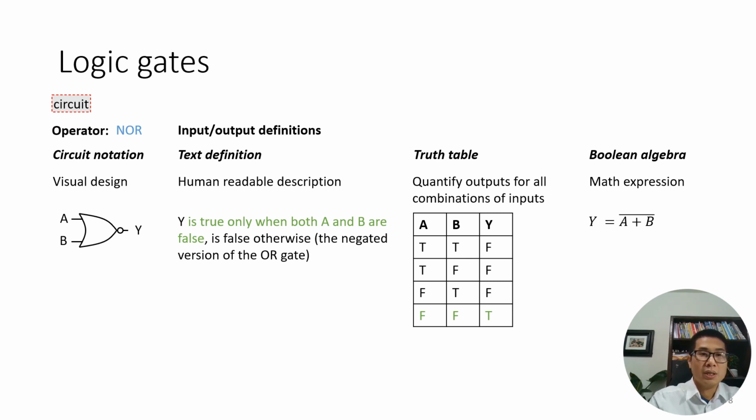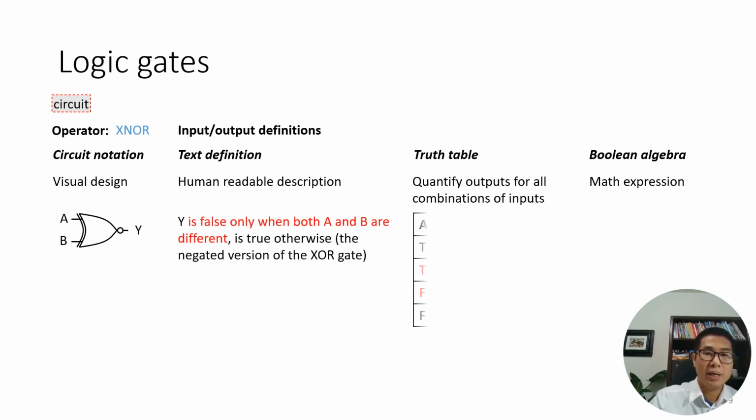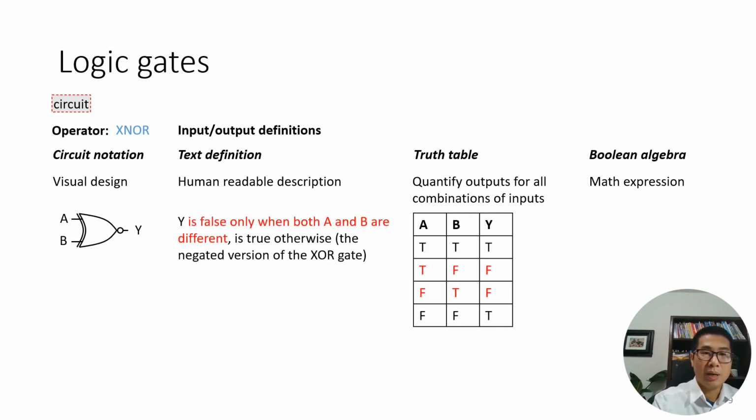Okay. So the next one is the negative version of XOR, so it is called XNOR. We'll have the definition this way: it is false when A and B are different. You'll see the differences here, and the math expression of that is the negative version of A XOR B.